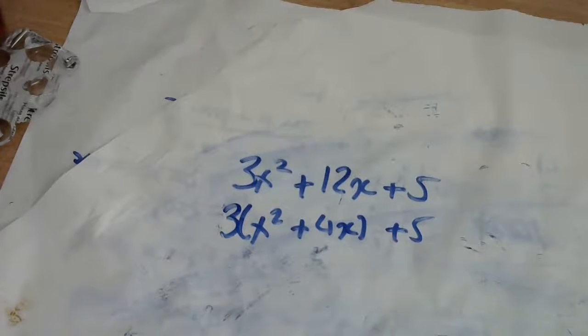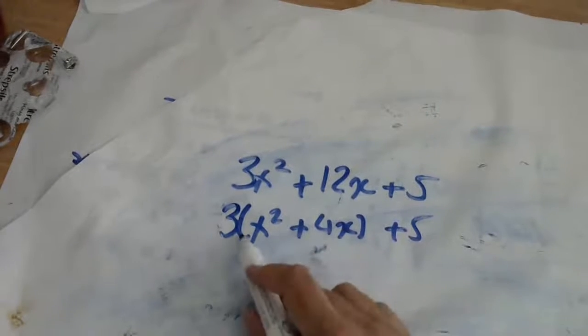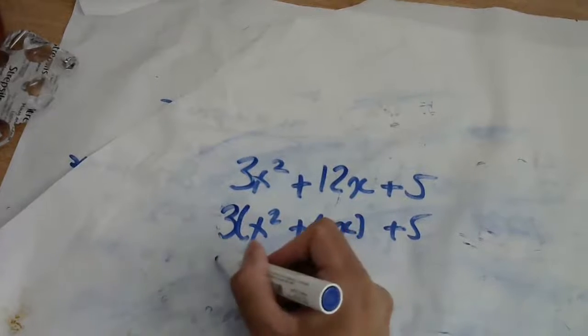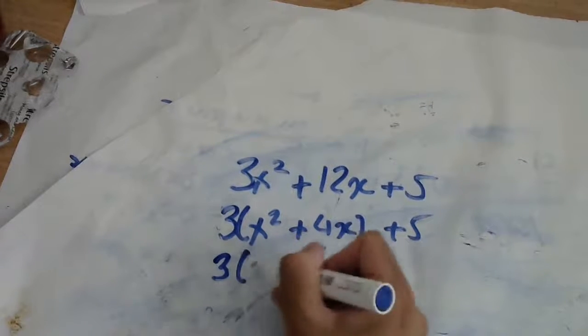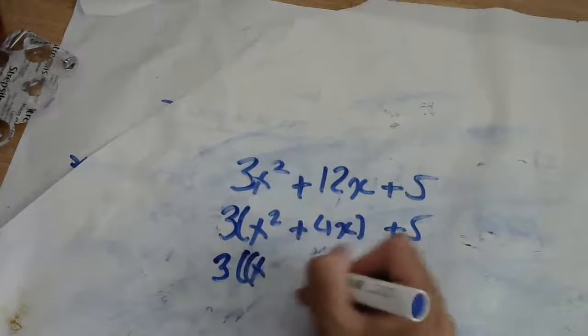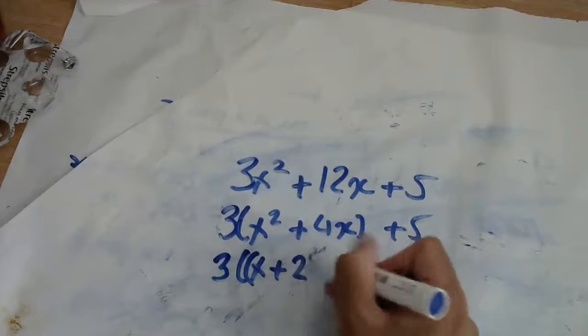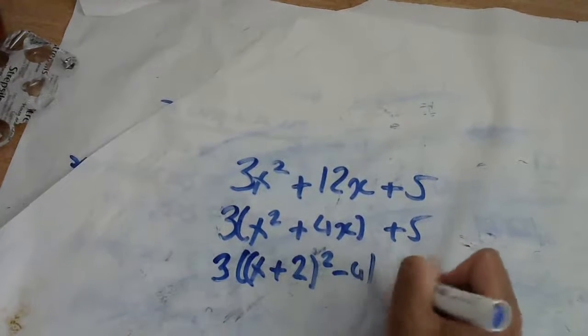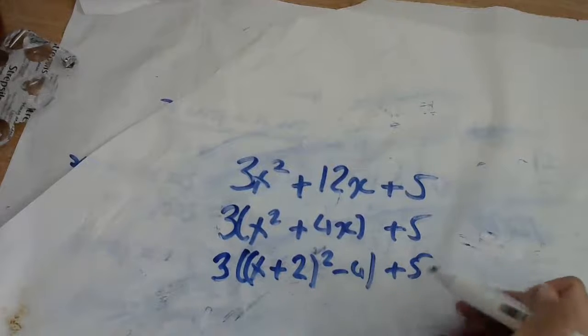Yeah, divide by 3, exactly. Well, factorize. We're not dividing by anything, factorizing. Which involves dividing, of course. Then you complete the square of the inside of the bracket. So here you're going to go, well, complete the square of this is going to go 3x. So you've got 2 brackets going on there. X plus 2 all squared minus 4 plus 5.